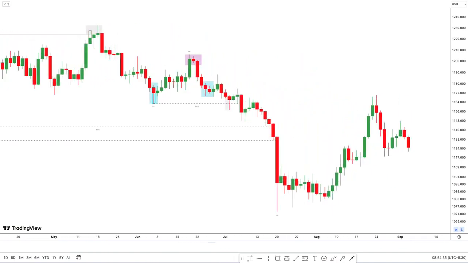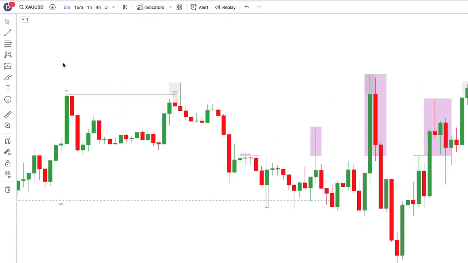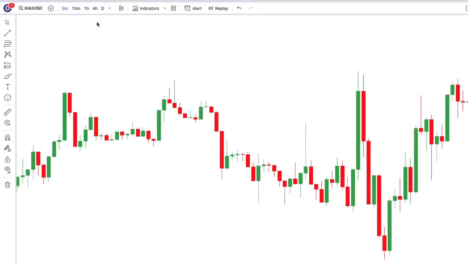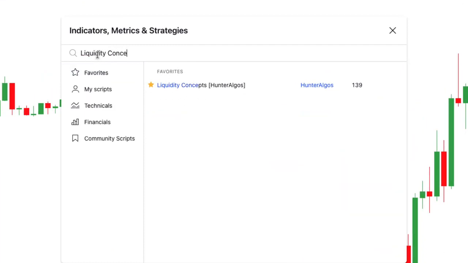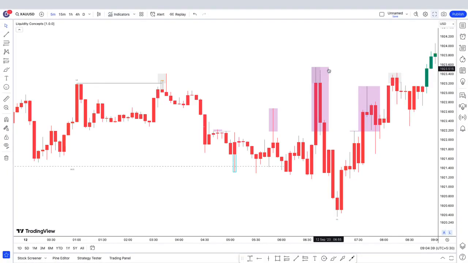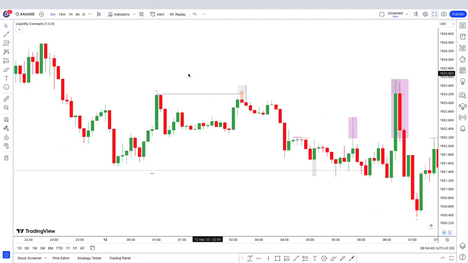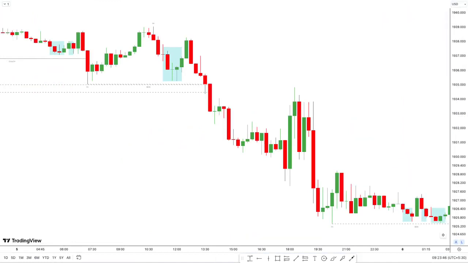First of all, let me demonstrate how to add this indicator to the chart. Simply open any chart on TradingView and click on the Indicators tab. Search for Liquidity Concepts by Hunter Algo. This is hands down one of the best liquidity indicators I've ever tested. At first, the indicator might seem too complex, but don't worry, I'll walk you through everything you need to know about this tool so you can easily identify profitable trade opportunities.